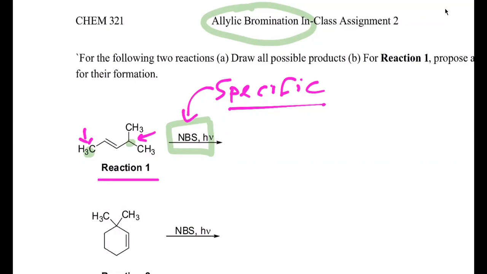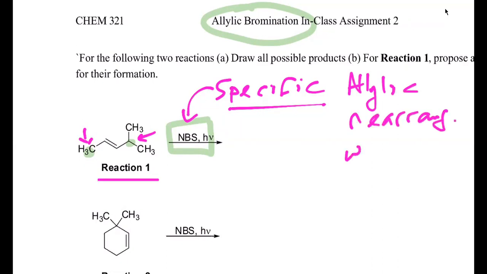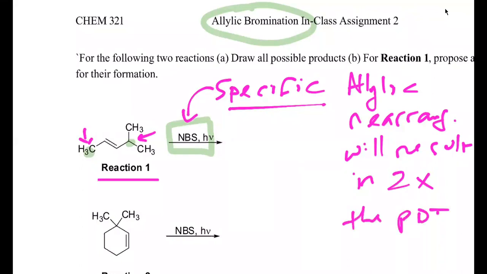So let me write that down somewhere. Allylic rearrangement will result in 2 times products. So if there are 2 allylic sites, you're going to have 2 times that. Oh, 4. Yeah, so if you got 2 sites, you'll have 4 products.